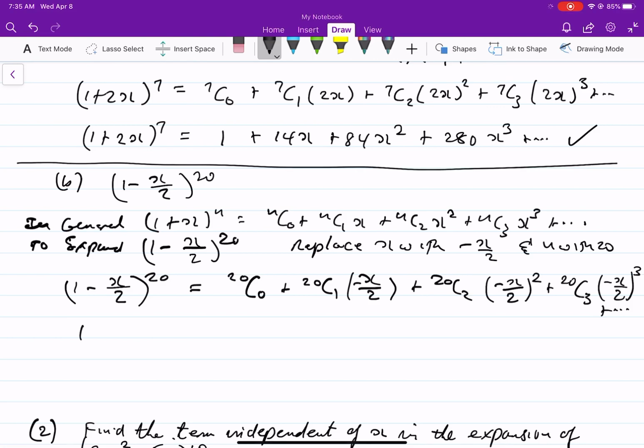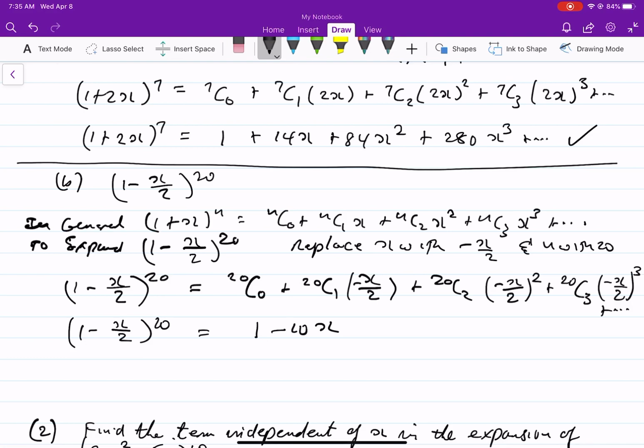(1 minus x upon 2) to the power 20 will give me 20C0, that's 1. 20C1 is 20, by minus x upon 2, that should give me minus 10x. 20C2, I have no idea, so I'll punch that in. 20C2, that's 190, times (minus x upon 2) all squared would be x squared upon 4.